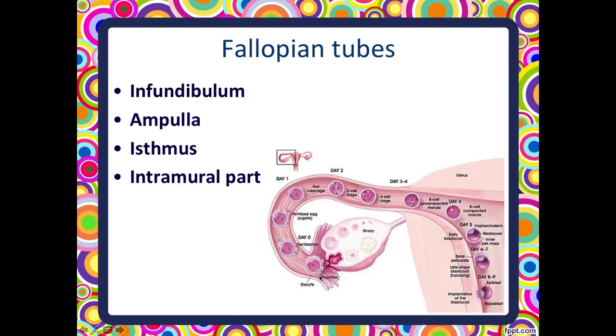From the distal part, it's called the infundibulum, which opens freely to the peritoneal cavity with structures called fimbriae. Then the ampulla, which is the longest part, isthmus, and short intramural part, which is like here after the tubes enter the uterine horns.